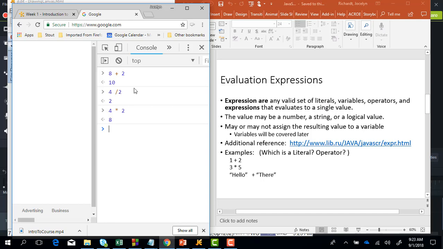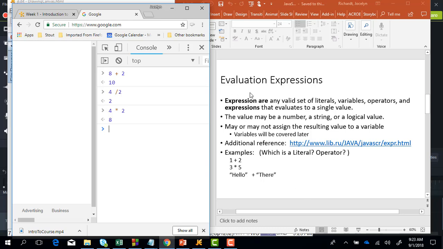The literals are things like the numbers. And we'll also be looking at using strings as literals, which is something like a word, hello. And then also the variables we will cover later.